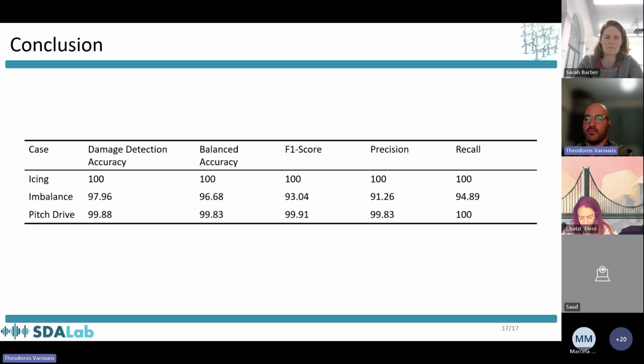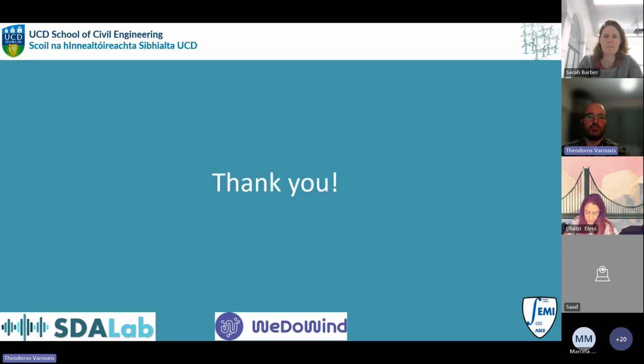And finally, here you can see I accumulated the statistical quantities needed for the challenge. In the first column, you can see the damage detection accuracy with all of the binary classifications achieving more than satisfactory performance. And thank you for your time.